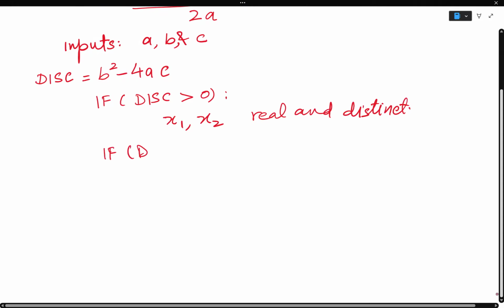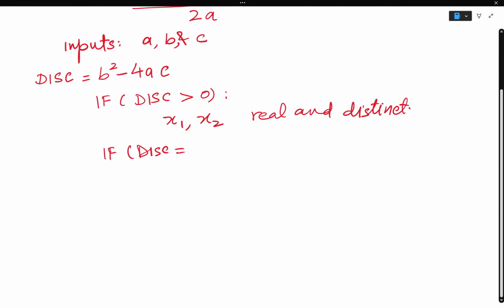There is the other condition. If the discriminant is equal to 0, then we have the situation x1 equal to x2. However, they will remain real and their value would be minus b divided by 2a.